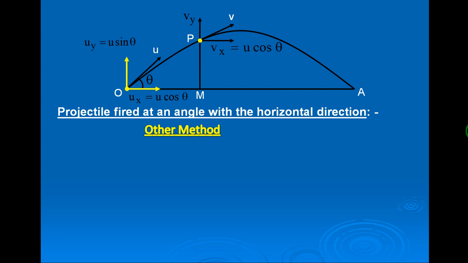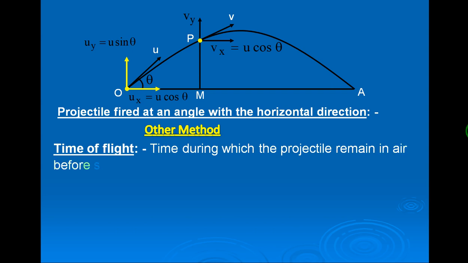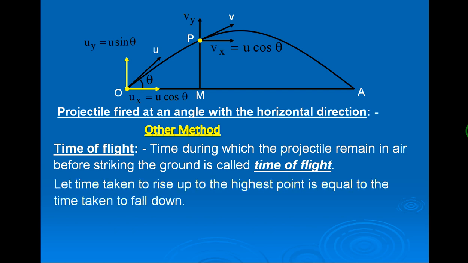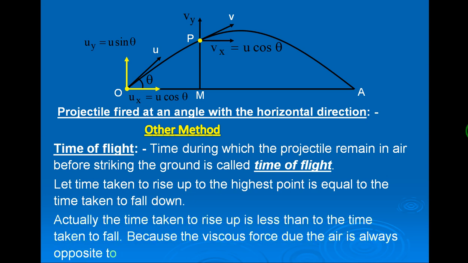Now another method to find the time of flight. The time during which the projectile remains in air before striking the ground is called time of flight. Let the time taken to rise up to the highest point be equal to the time taken to fall down. But actually, the time taken to rise up is less than the time taken to fall, because the viscous force due to air is always opposite to the direction of motion.